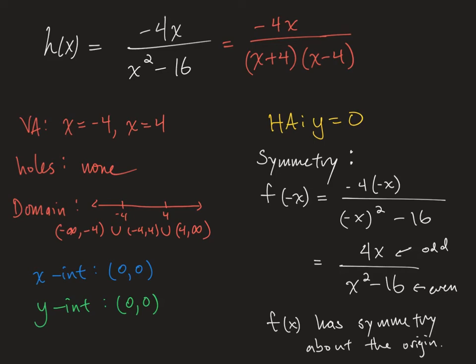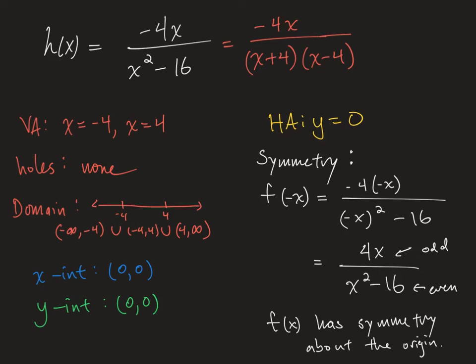Second thing, x-intercept is 0. If you set the top of the simplified function equal to 0 and solve for x, you get the x-intercept of 0. The y-intercept, also 0. If you find h of 0, you put the 0 in the numerator, 0 in the denominator, you get 0 over -16. That's fine. 0 over anything is 0, so you're allowed to have that. The horizontal asymptote, this function is bottom heavy, so the horizontal asymptote is y equals 0.